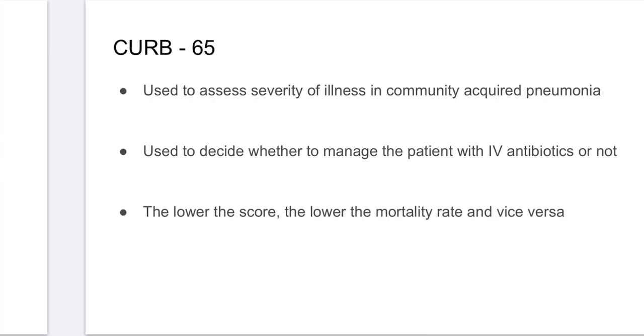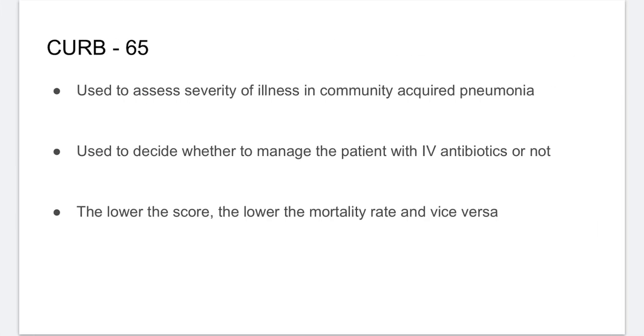Today's topic is CURB-65 score. The CURB-65 score is used to assess the severity of illness in community-acquired pneumonia. It is used to decide whether to manage the patient with IV antibiotics or not.